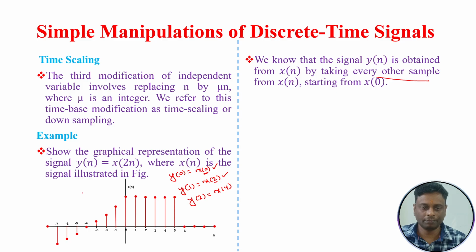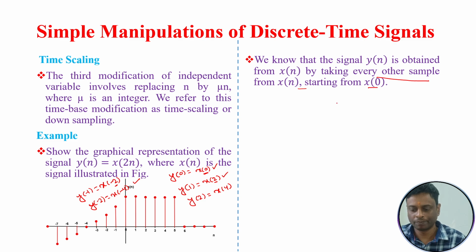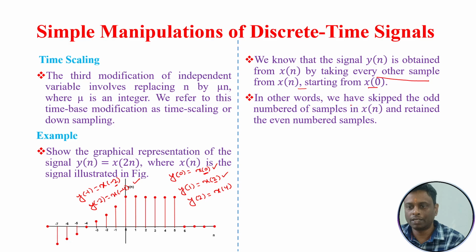Similarly, in the negative direction, y of minus 1 equals x of minus 2. And y of minus 2 will be x of minus 4. Likewise, we are taking every other sample of x of n starting from x of 0. In other words, we have skipped the odd number samples and returned the even number samples.